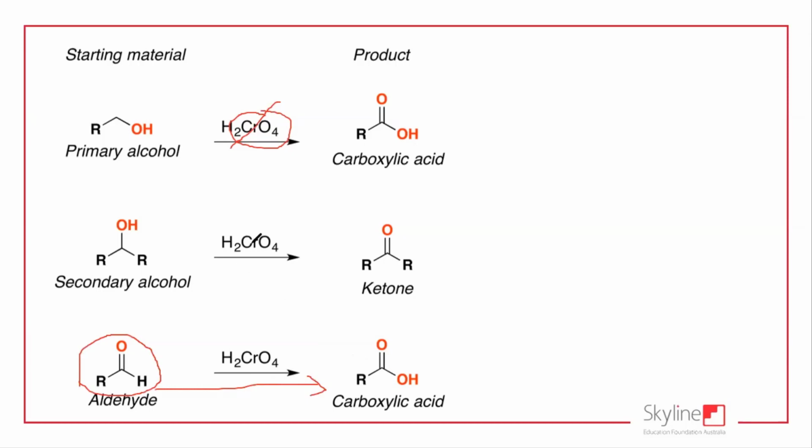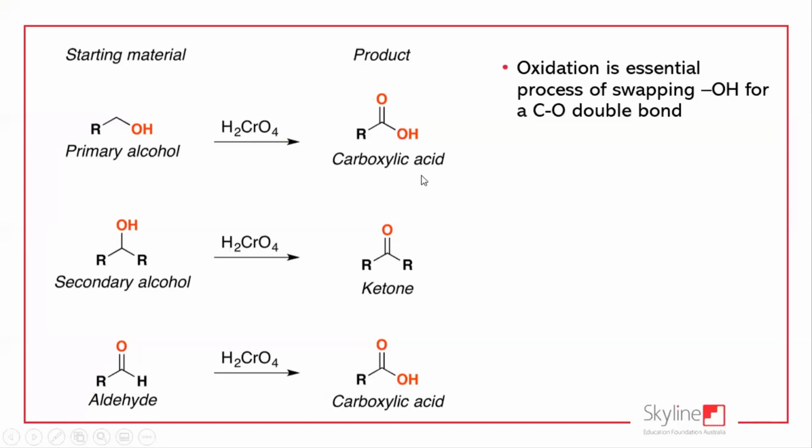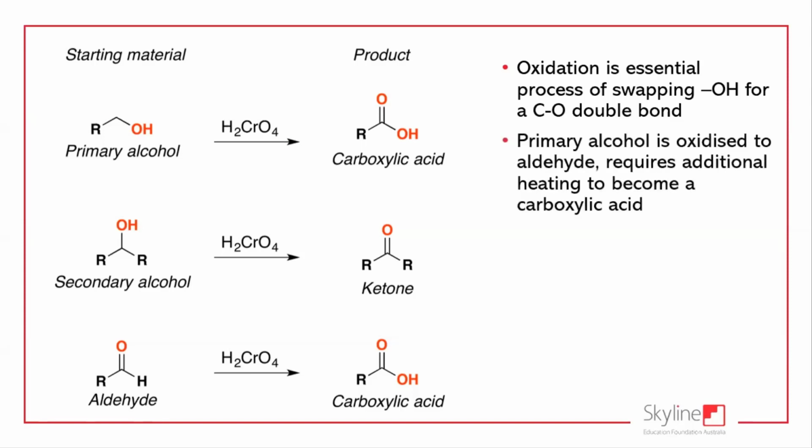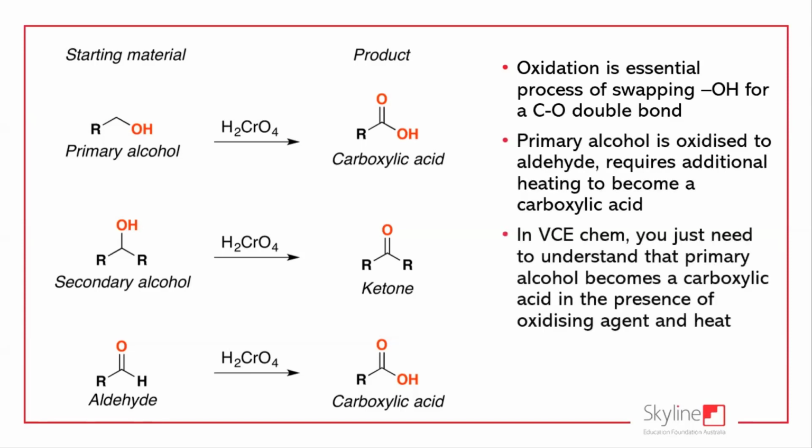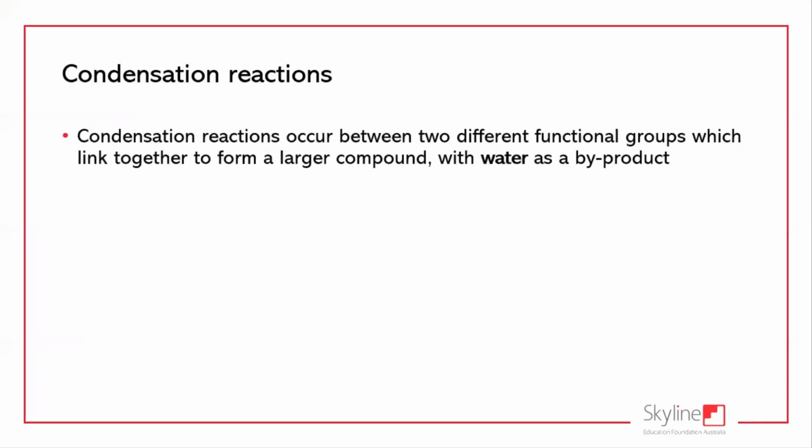Technically, in real life, what will happen is we will oxidize a primary alcohol to become an aldehyde, which will then become a carboxylic acid. In VCE, we don't need to know that as much. But essentially, oxidation is essential for swapping the OH for a C double bond O. In VCE, you just need to understand that primary alcohol will become a carboxylic acid in the presence of oxidizing agent and heat. Okay, condensation reactions occur when there's 2 different functional groups which link together to form a compound that produces water. Condensation, like when you're in the shower and water appears on the mirror, because you're producing water essentially.